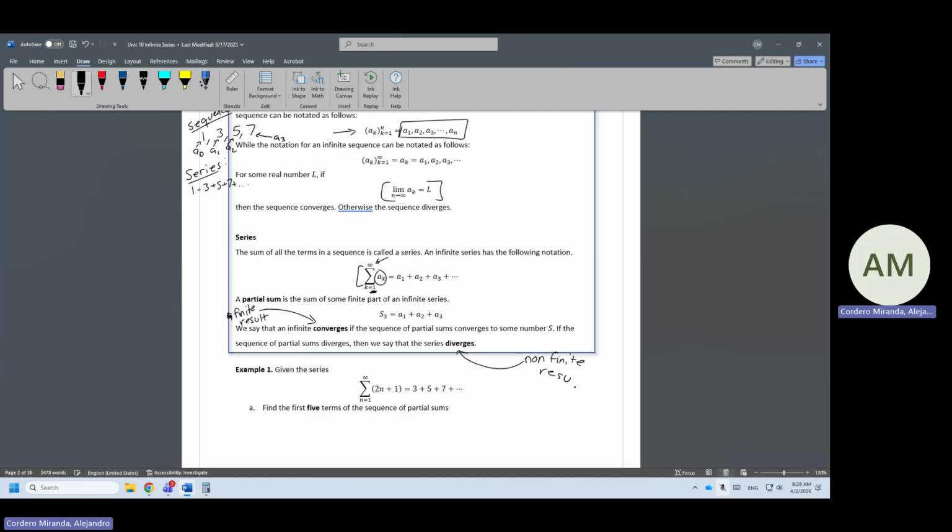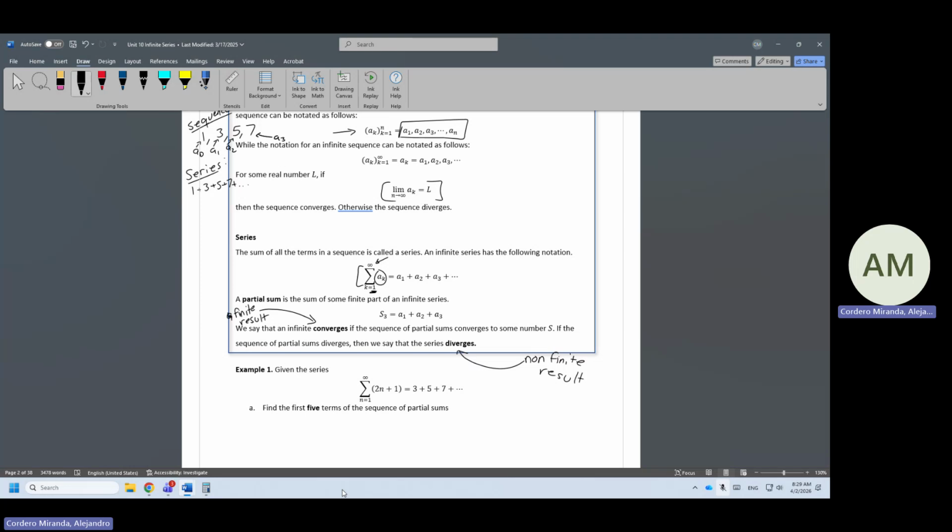Then we say it diverges. Most of the time things will diverge because they add up too big and the sum goes off to infinity. Like if you add 1 + 2 + 3 + 4, that's just going to get enormous and go to infinity. So therefore we'd say it diverges.